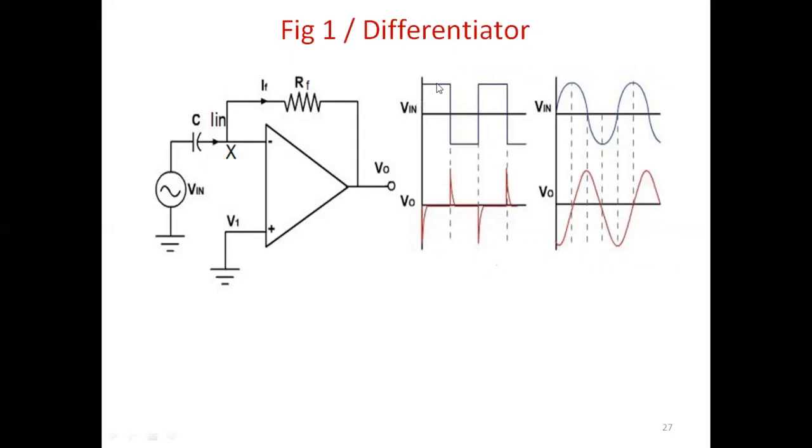When you look at the diagram, a square waveform is given here. A spike waveform is available here. So during the positive half of a cycle, a negative spike is produced. During the negative half of a cycle, a positive spike will be produced. Moreover, if a sine waveform is given, a cos waveform is obtained as an output here. So this differentiator is operating in inverting configuration, since input is given to the inverting terminal and the positive terminal is grounded.